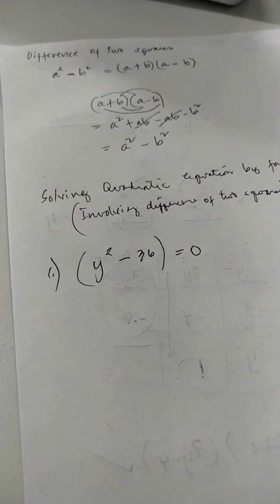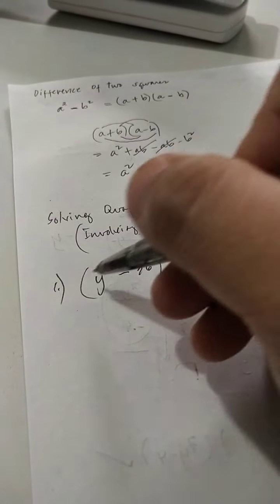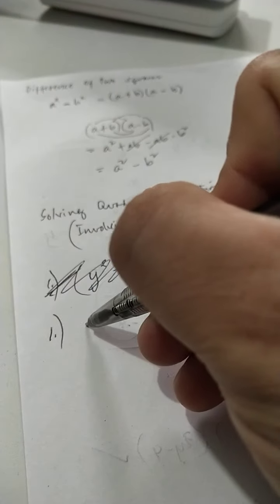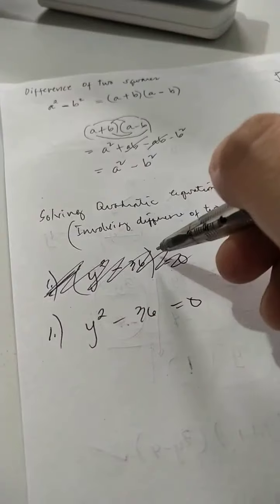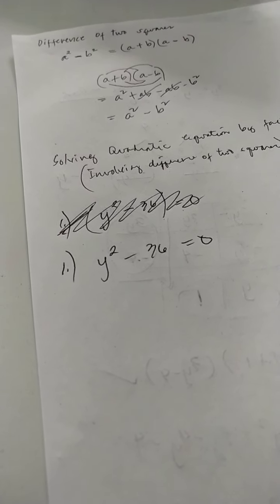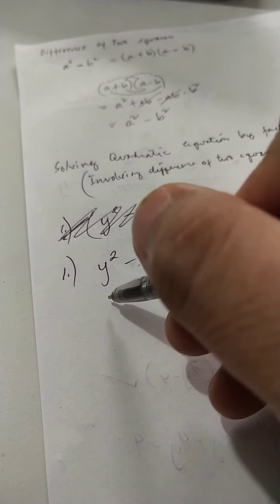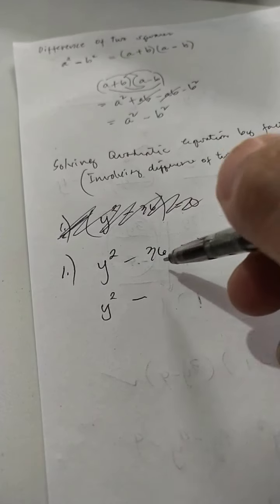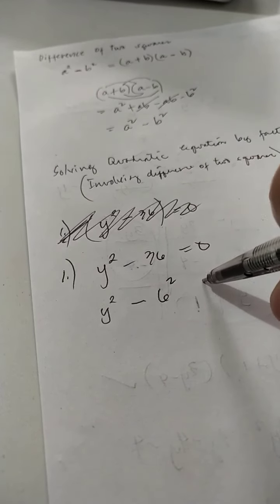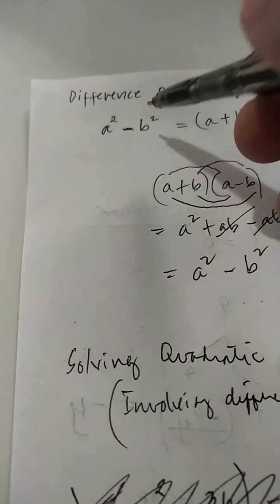Let us apply it with solving quadratic equation by factoring, involving difference of two squares. For example, we have y square minus 36 equals 0. I just remove the parentheses. y square minus 36 equals 0. So, is this involving difference of two squares? If we have noticed, we have y squared. This 36 could be expressed as 6 squared. So, we can relate it to this pattern.